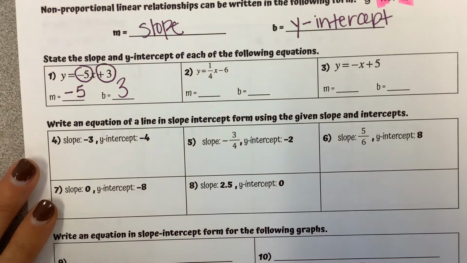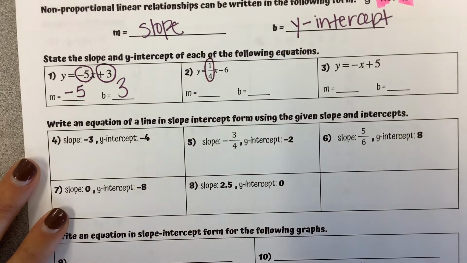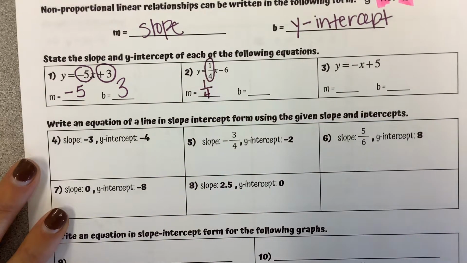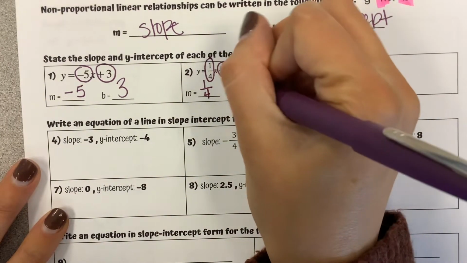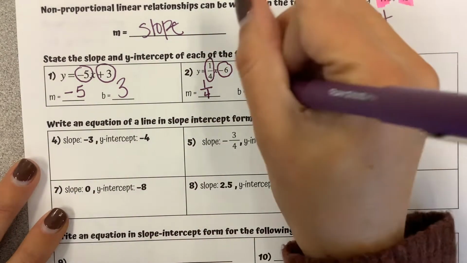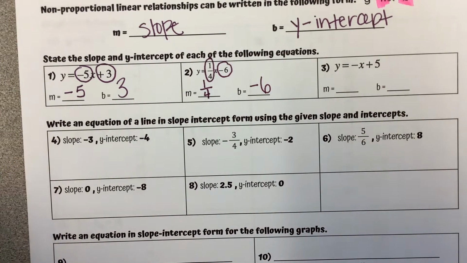Here, y equals 1/4 x minus 6. Well, the value that x is being multiplied by is 1/4, so our slope is 1/4. And the intercept is that constant that's being added or subtracted. Here we're subtracting 6, so we use that subtraction as a negative. Negative 6 is the intercept.